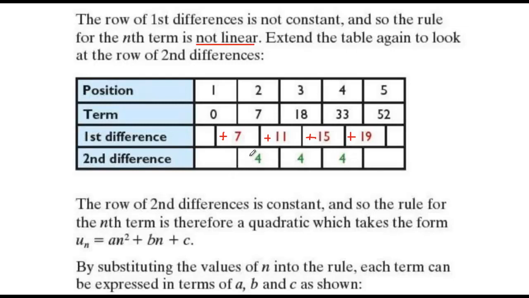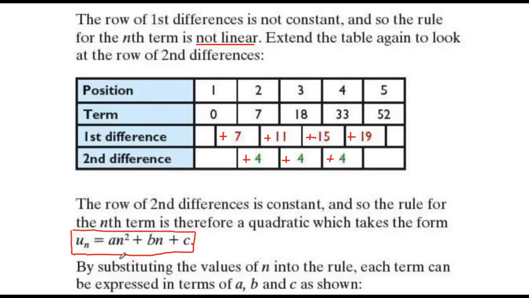Now we have to see the second difference. So check the difference of this first difference again. The difference between 11 and 7 is plus 4, and the difference between 15 and 11 is plus 4, and again plus 4 for 15 and 19. This is called the second difference. Now the second difference is constant. When the second difference is constant, it is a quadratic sequence. If the first difference is constant, it is an arithmetic sequence or linear sequence.